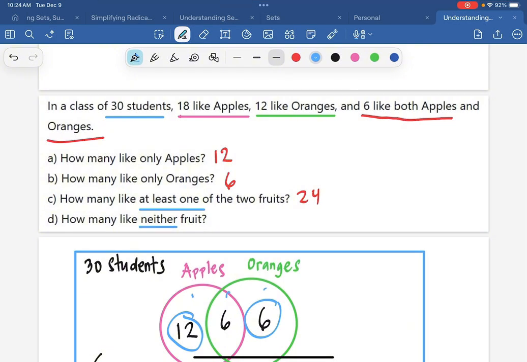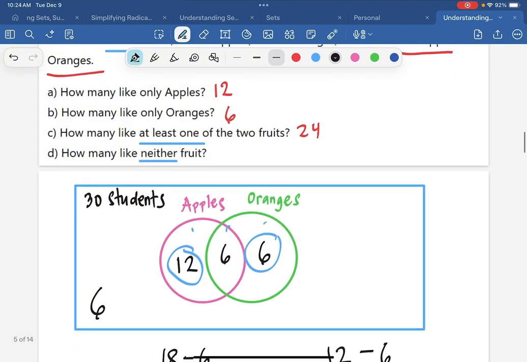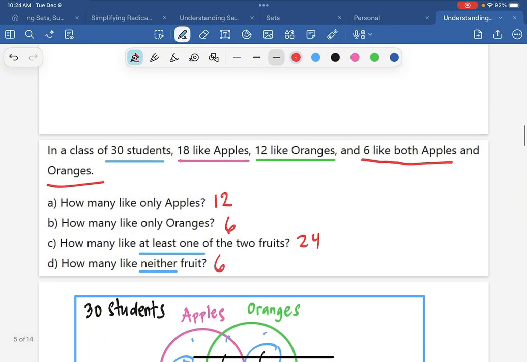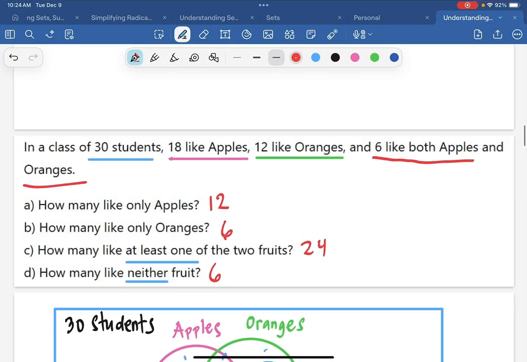So again, for neither, it is the complement. So if you get to have a question at least one, it is the union. And opposite or in contrast of it is the neither, which is the complement. So we have it here, the 6. These are our answers for this given type of problem.